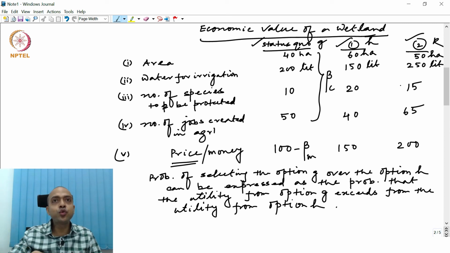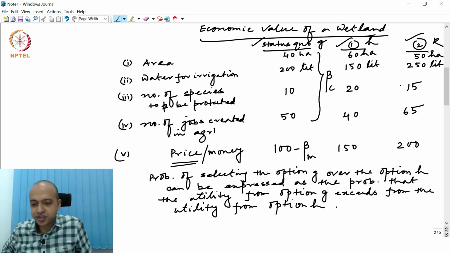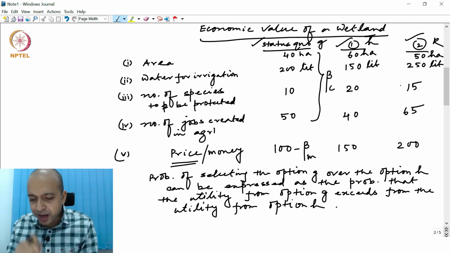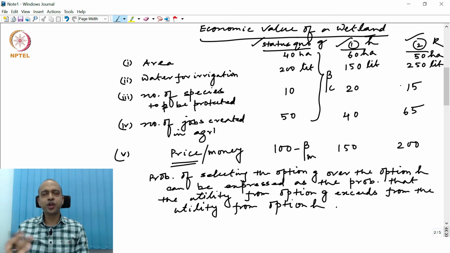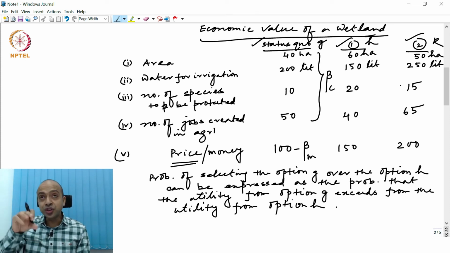So when you are given too many options, individuals will go for heuristics. That means as individuals, we have a limited capacity to process information. That means our rationality is bounded. When rationality is bounded, individuals take help of heuristics. And when individuals are selecting based on some rule of thumb, obviously that is not a reliable measure of willingness to pay. So this is the challenge of choice experiment.